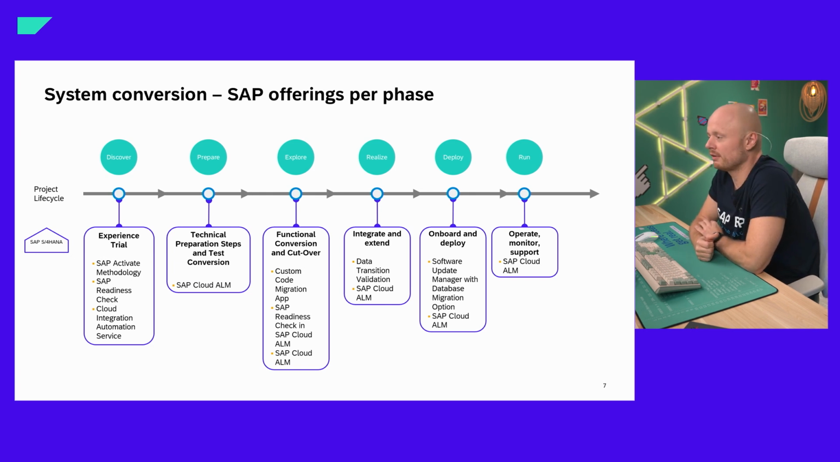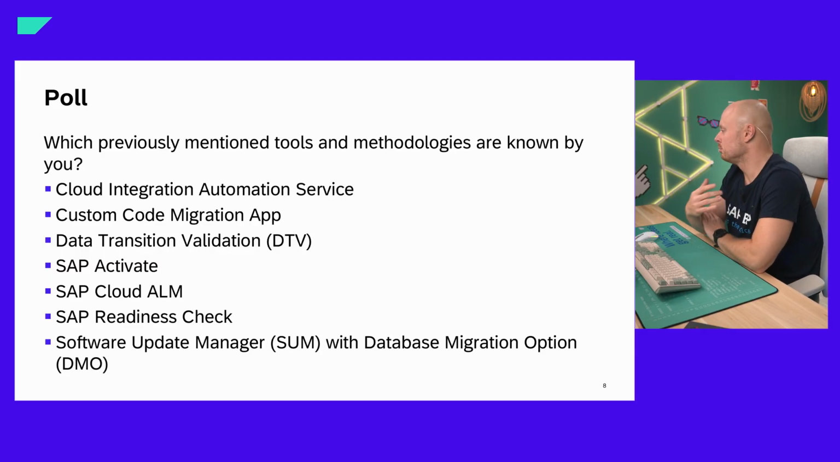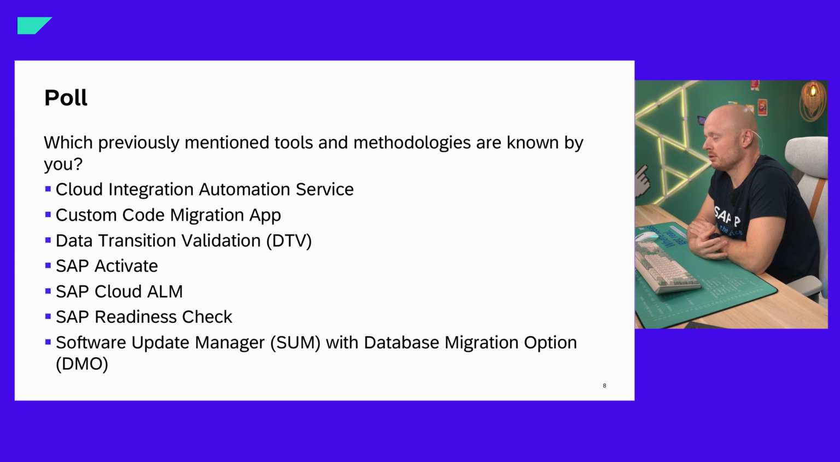In the Explore phase, we have the custom code migration app. We have, again, the SAP Readiness Check, then powered by Cloud ALM. We have the data transition validation, and then in the Deploy phase, doing really the system conversion, the Software Update Manager with the database migration option. So a lot of powerful tools. And here's then the next poll, where I want to ask you which of these tools you are already aware of or that you already know.